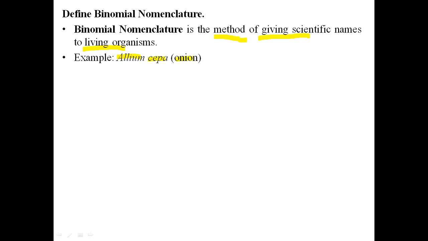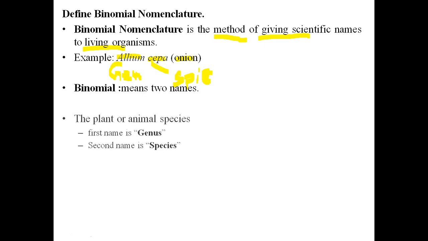What will be that first name? The first name represents the genus, and the second name represents the species. So this is binomial nomenclature, when the genus and species are written together for any organism. Binomial means two names, and for plants or animals, the first name is the genus and the second name is the species.